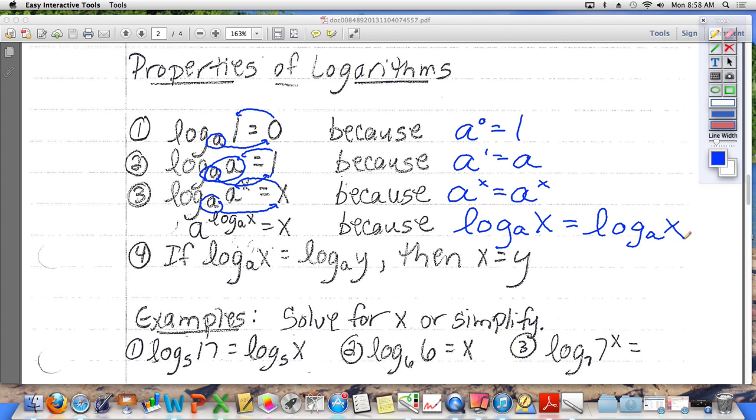One more property. If the log base A of X is equal to the log base A of Y, well, what does that mean about X and Y? They're equal to each other. They're both logs, they're both the same base value. We have an x here, we have a y here. So log base A of X equals log base A of Y just means that X and Y have the same value. Another very, very common sense situation.